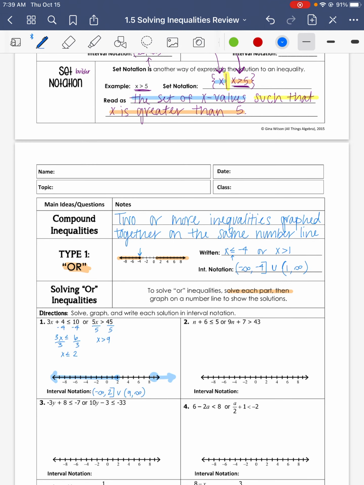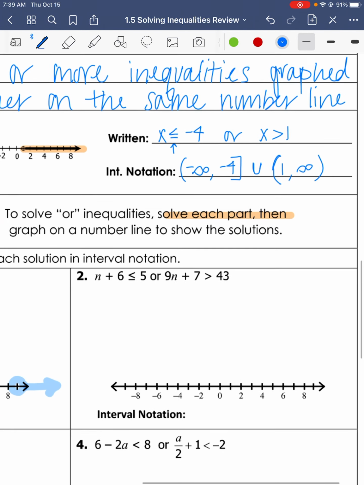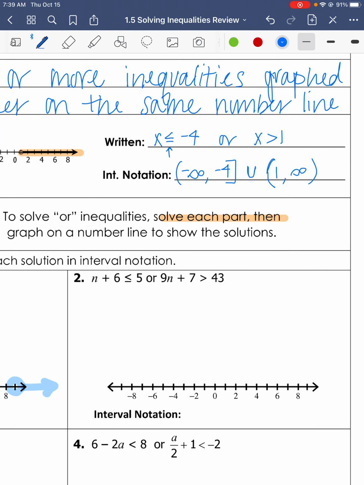Okay, so we can do one more. Let's do one more really quickly, and then move on to the AND inequalities. So we have n plus 6 is less than or equal to 5. Let's subtract 6 on both sides. N is less than or equal to negative 1.